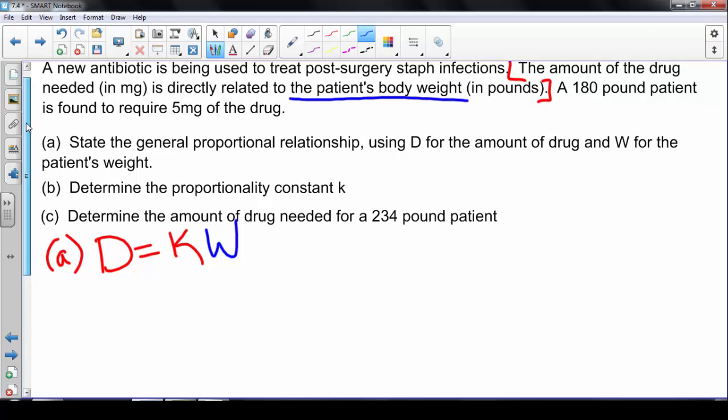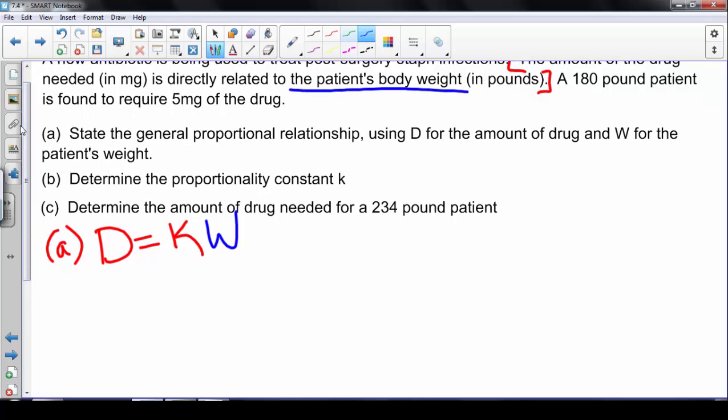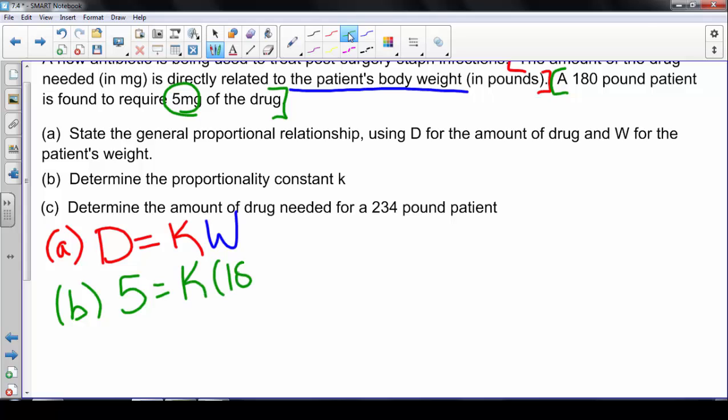So now part B would determine the proportionality constant. So we're just going to use the information that they give us to figure out what our K is. That information comes from this last sentence right here. So instead of D, we found that the person gets 5 milligrams. K is what we don't know, and their weight was 180. So then we just solve this, and we get 1/36.